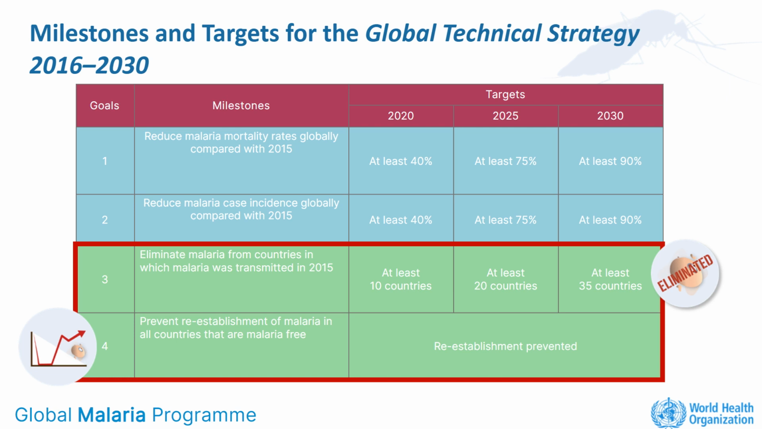We met the 2020 milestone of at least 10 countries eliminating malaria. By 2025, we should eliminate malaria in an additional 10 countries and an additional 15 countries by 2030, for a total of 35. Finally, countries that have reached zero indigenous cases must continue working to prevent re-establishment of malaria transmission by sustaining malaria activities as needed to prevent re-establishment.